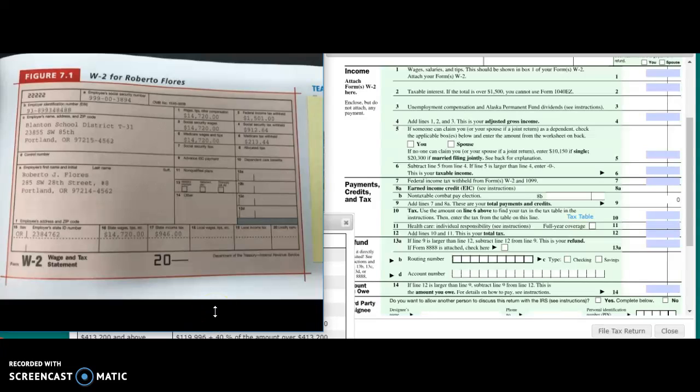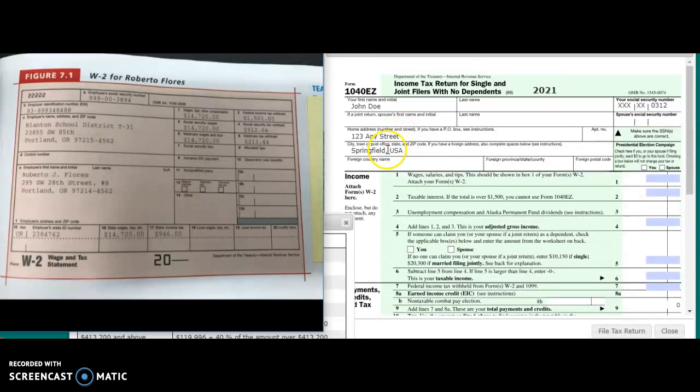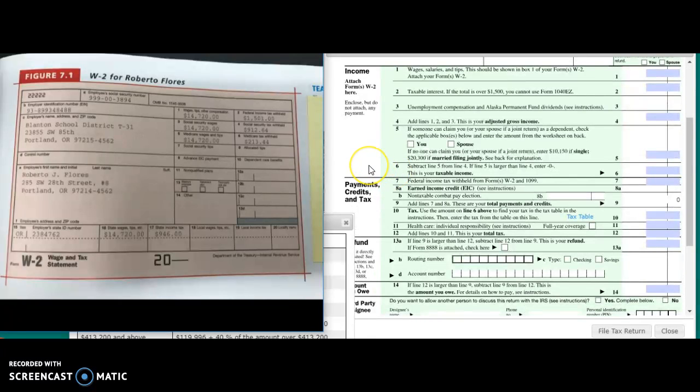All right, ladies and gentlemen, so we are going to walk through the process of filing your taxes. On the left-hand side, you're going to see a W-2, which you received from any employer you worked for the previous year. On the right-hand side, you see a 1040EZ, and this is what you are going to be completing in your Knowledge Matters as well as your final project. So we are going to be using this, and I'll walk you through the steps.